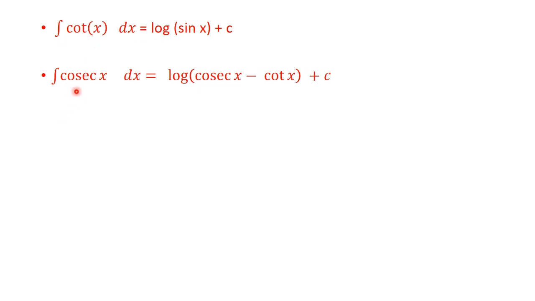Now take the next one, integration of cosec x dx. As with sec x, where we multiplied by sec x plus tan x, here you can multiply the numerator and denominator by cosec x minus cot x, and then you will have the required result, that is integration of cosec x dx is equal to log of cosec x minus cot x plus c.